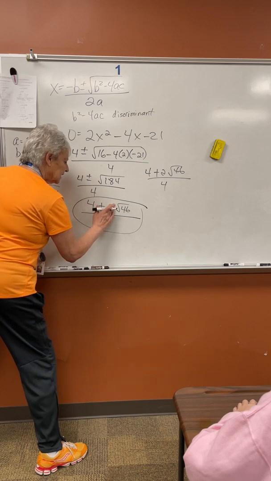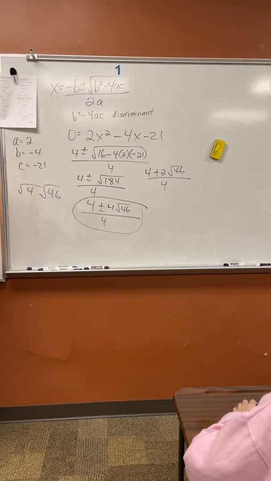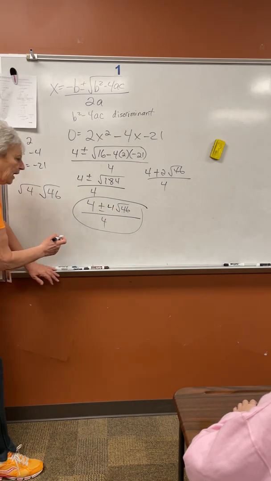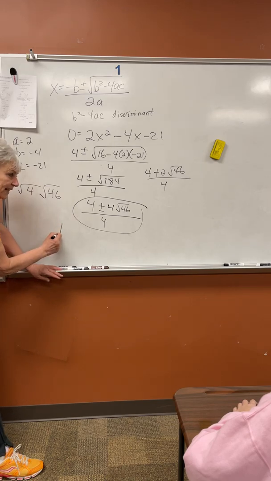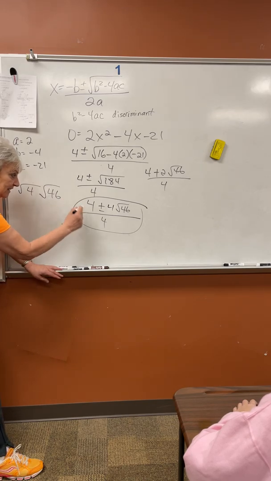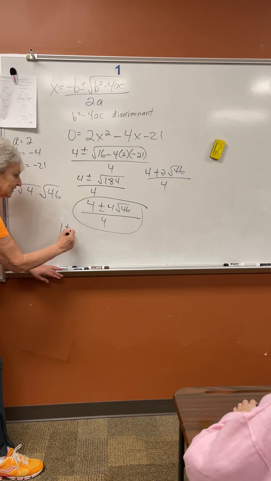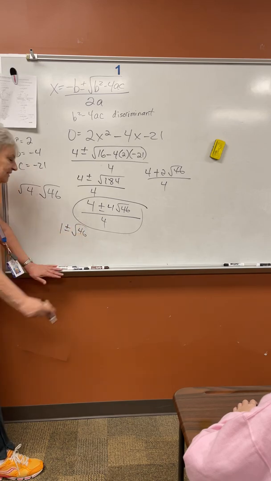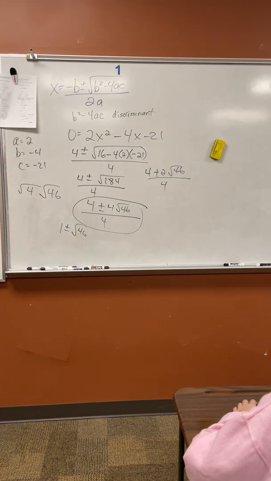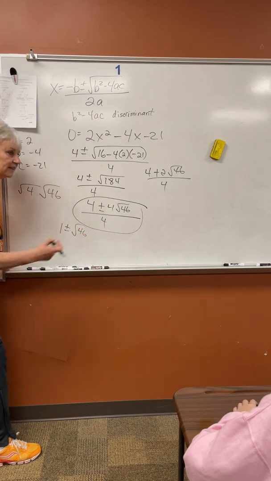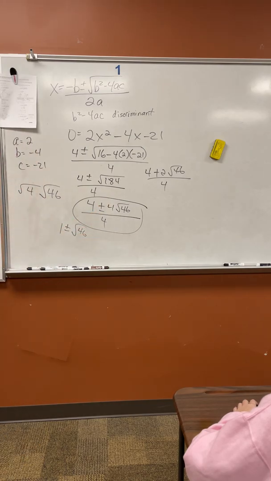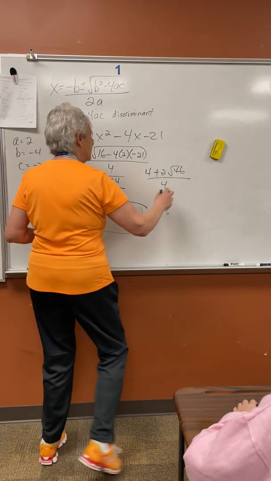Let's just pretend this was a 4. Then it would be what? 1 plus or minus radical 46. Good. Because you divide them both. That's 1, that's 1. I don't think I'm going to give you anything that complicated.